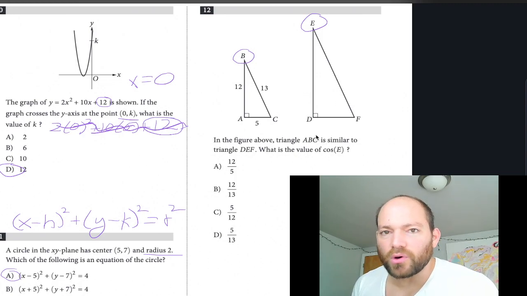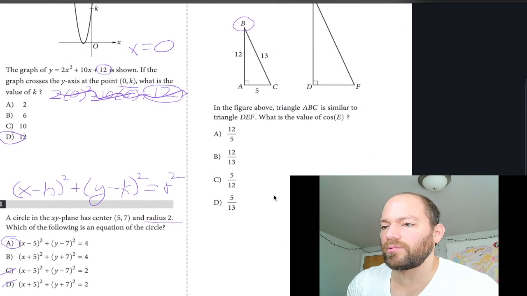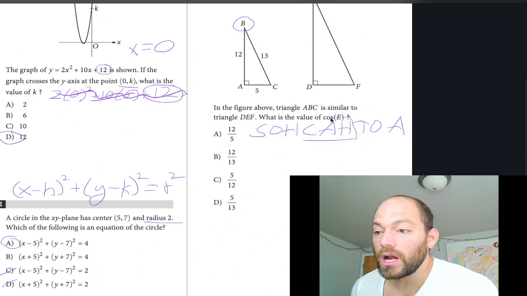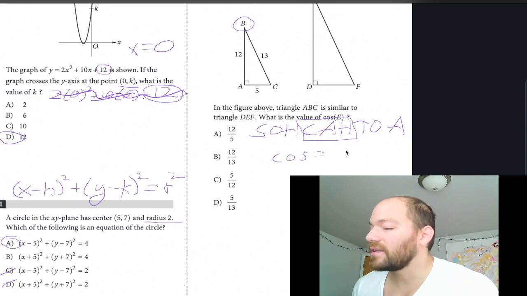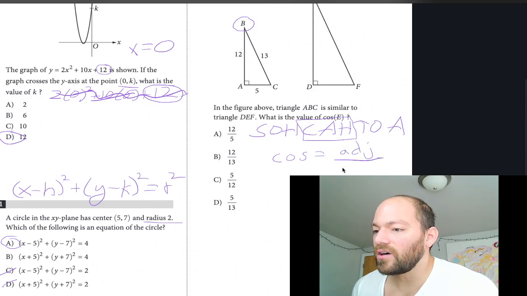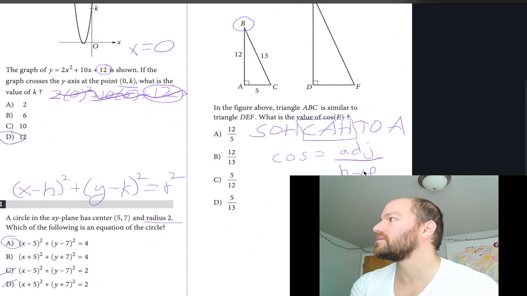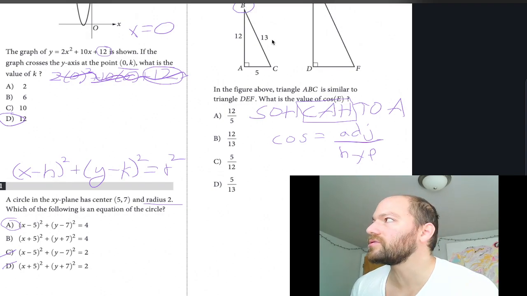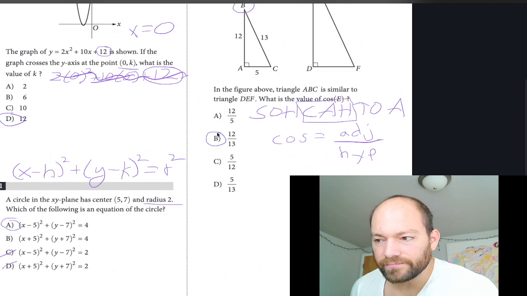And now we just got to remember SOHCAHTOA, right? We remember how that works. You know how this goes. The cosine is in this part, CAH, because it's the adjacent over the hypotenuse. So for cosine of angle B, adjacent side is 12 over 13. Is that here? Yeah, it's B. Okay.